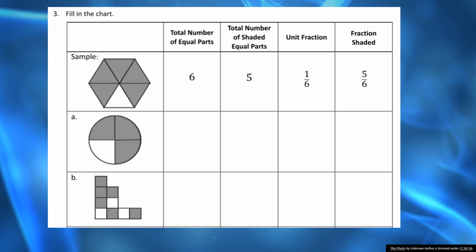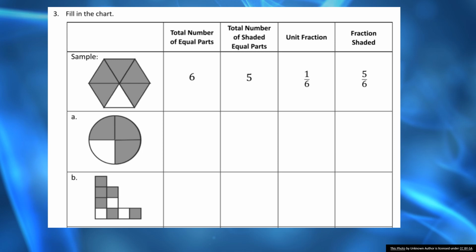So let's look at the sample. In the sample, the very first section says total number of equal parts. There are 6 total parts. It doesn't ask if it's shaded or unshaded. How many parts? 6. Now, the next section asks for the total number of shaded equal parts. Well, if you count them, there are 5 shaded parts.